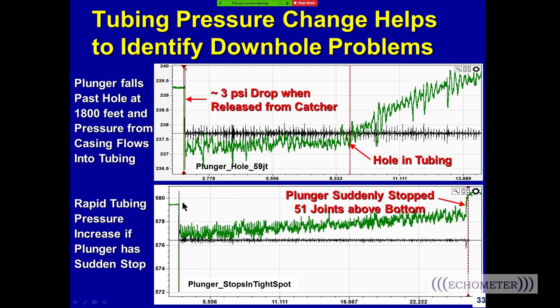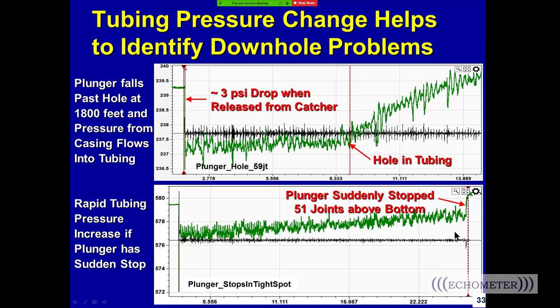So here we drop the plunger right here. It drops, and this is where the example is plunger stops in a tight spot. And then you can see the plunger falling on the acoustic signal. And then when the plunger gets down to about 51 joints above the bottom, the whole 3 psi pressure from the plunger disappears. This vertical line means it suddenly stops. Well, here it suddenly started because it was released from the catcher, sudden drop. And here it suddenly stopped because it got trapped by a tight spot.